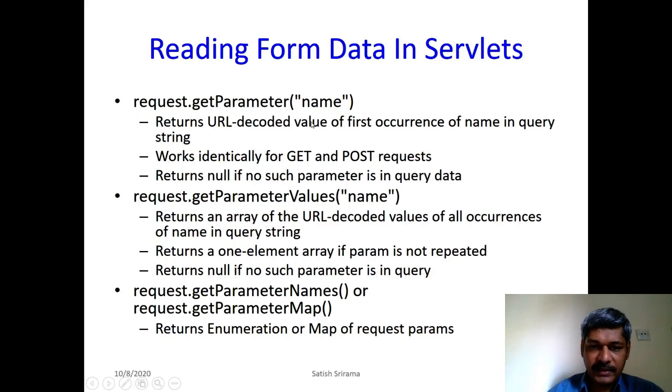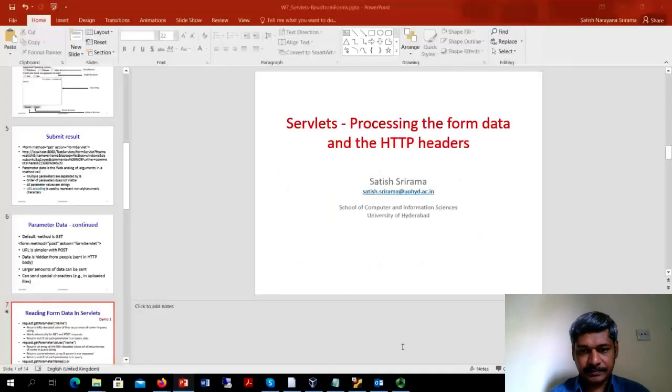Of course, if you know the parameter name, you will extract it like this. But if you want to extract all the parameters, then you can use request.getParameterNames or request.getParameterMap. These return either an enumeration or a map of the request parameters. Okay, let's try to see this with a demo.